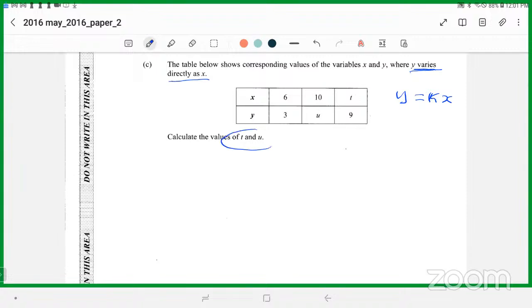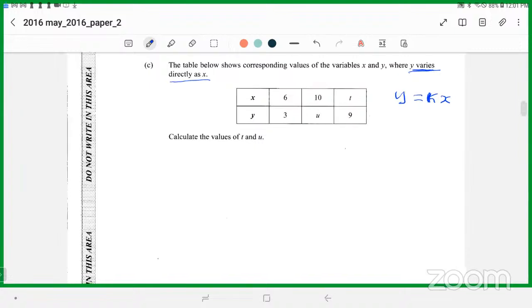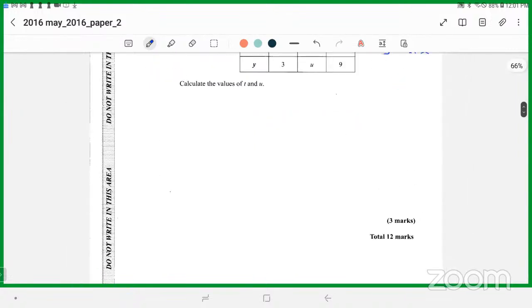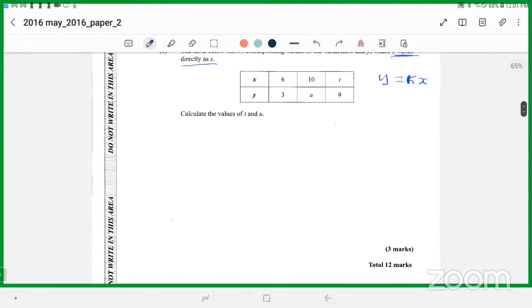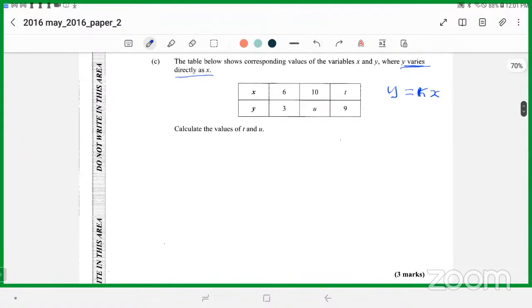The question wants us to calculate the value of t and u. See, this one is not asking us for any k. All right, we need to improve the way we do these questions. Since it's not asking us for any k, and see the small space you have to work in, I'm going to show you now how you can actually do it without finding the k.